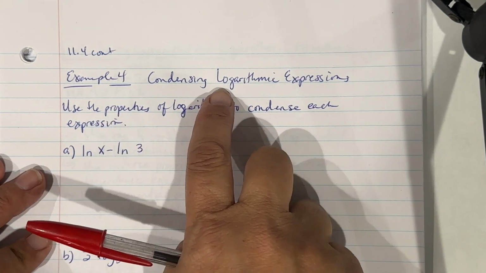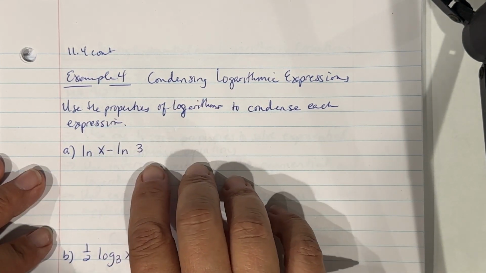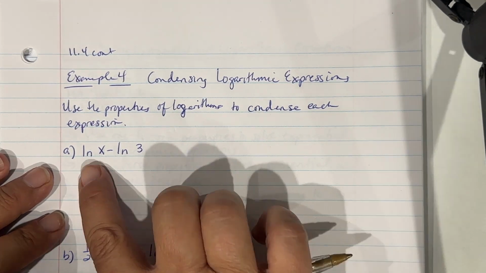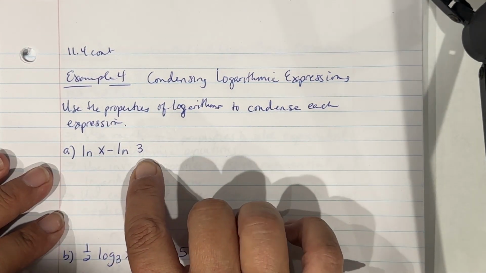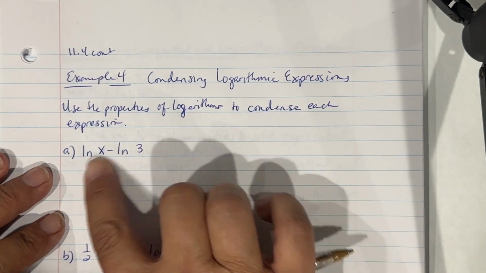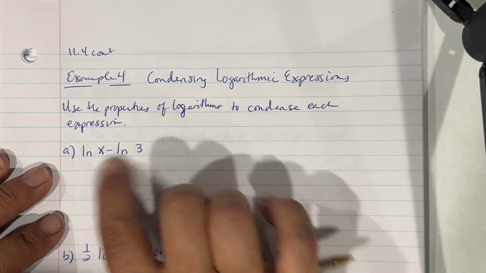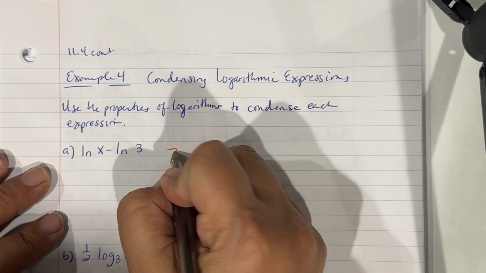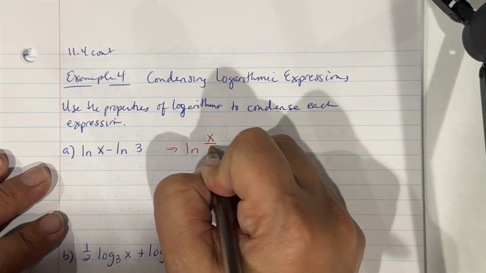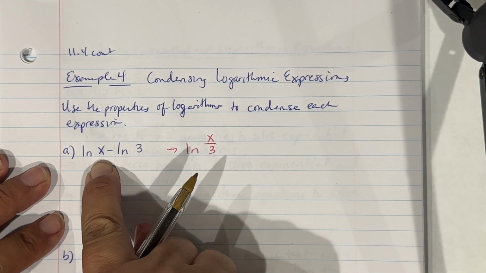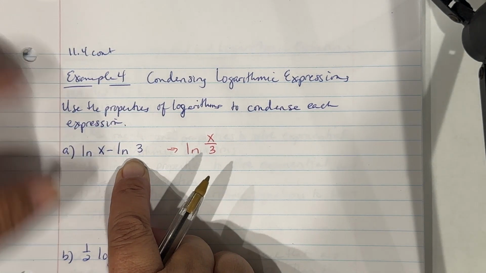In example 4, they want us to condense our logarithmic expressions using the properties that we started at the beginning. It says ln of x minus ln of 3. The minute you see the minus sign, that means it's the quotient property. They both have ln, so it becomes ln of x over 3. The first piece is going to become the numerator, the second piece is going to become your denominator.